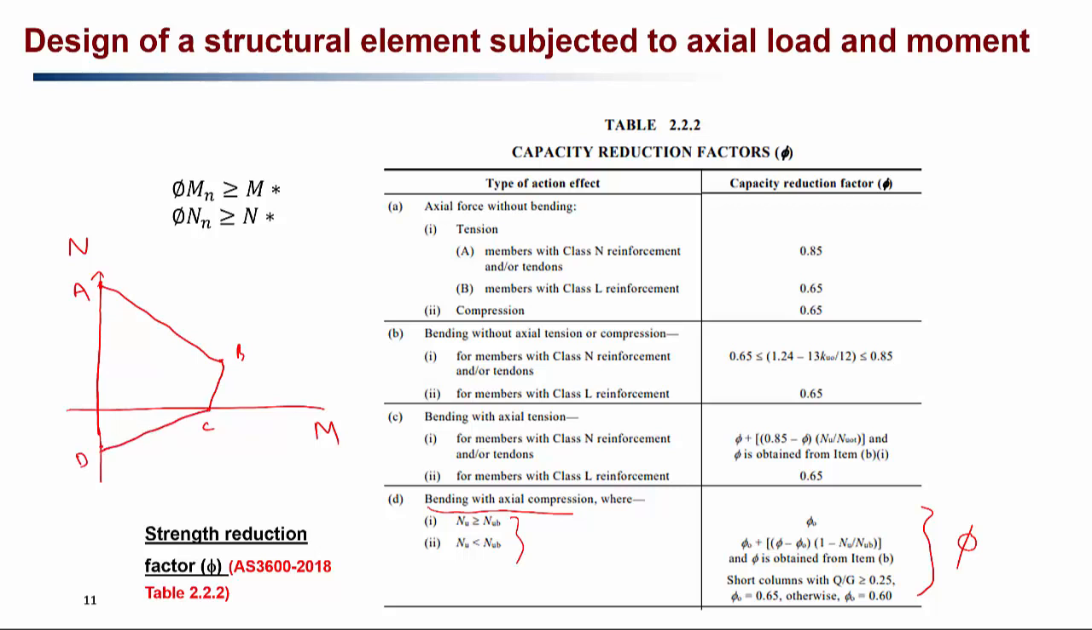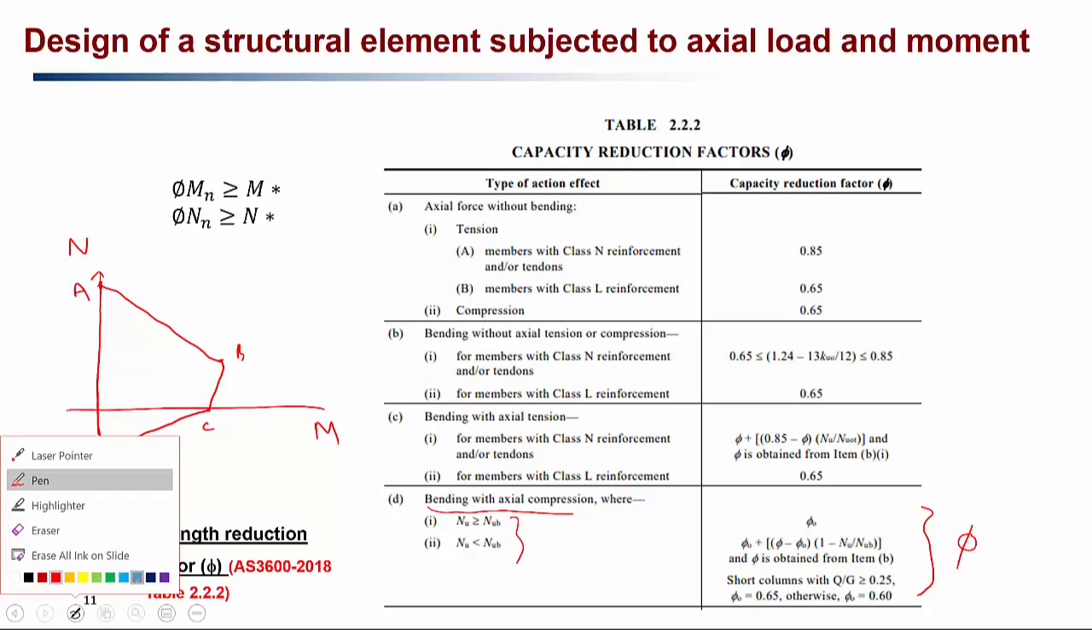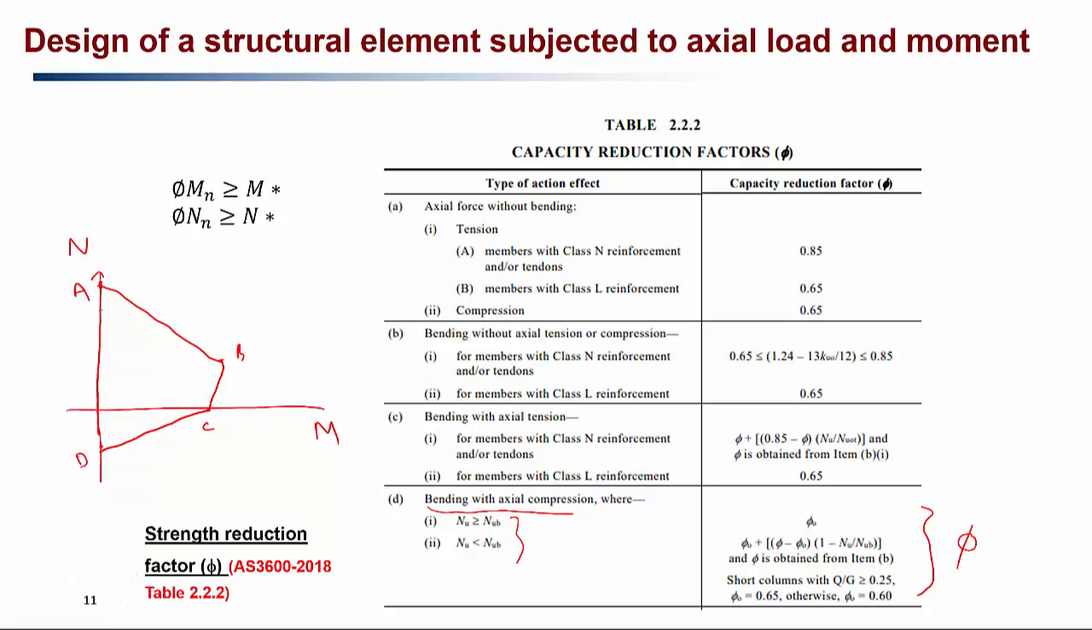So this is your ultimate failure envelope, and if you multiply each one of them using the corresponding phi factors, we will get this, your phi NU naught, and this is your phi MUB and phi NUB, so balance failure, and this one is your phi MU naught, 0, and this point will be your 0, phi NUT.